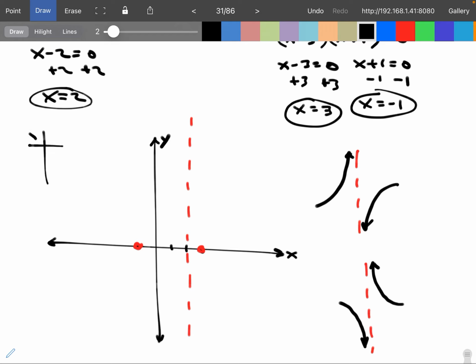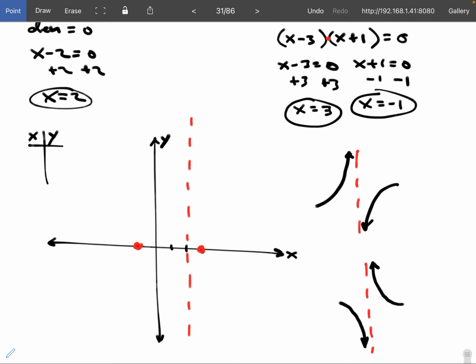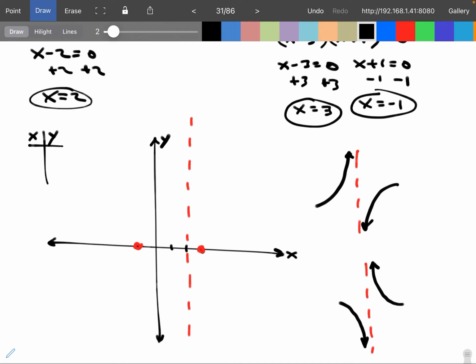So let's make a little table here. This is x and this is y. And I think I need one x value to pick. So what I want to do is pick an x value that's close to my vertical asymptote right here. All right? So I want to pick an x value close to x equals 2. Now you could pick x equals 1, maybe like right here, but I'm going to go a little closer. I think I'm going to pick 1.5. So I'm going to pick an x value of 1.5.